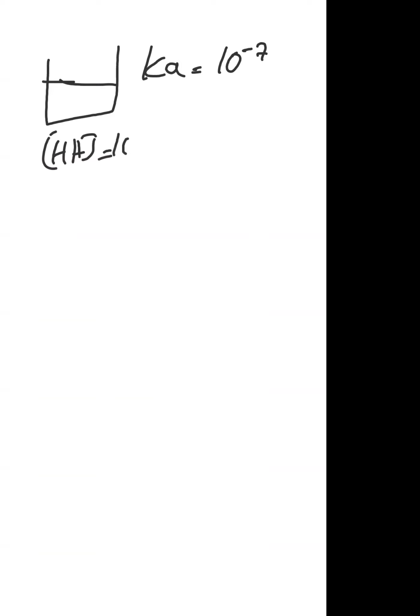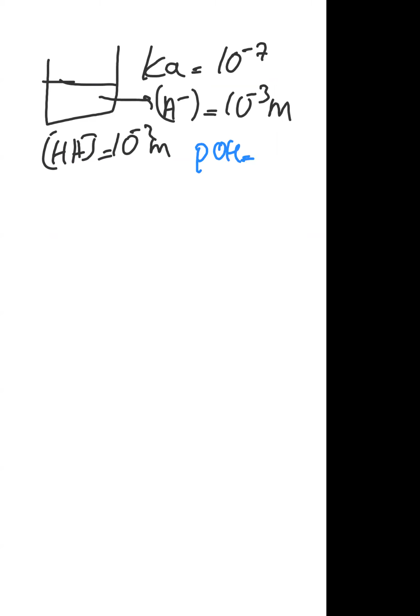And then let me give you the second one. The second one is something like this. We have the Ka value of 10 to minus 7, and we have the HA concentration of 10 to minus 2 molar, and additionally, we have some A minus, which is 10 to minus 3 molar as concentration. Then I want you to give me the answer for the pOH of this solution.